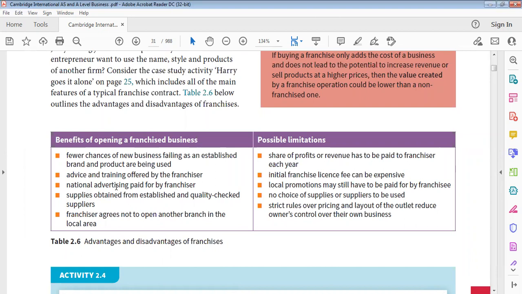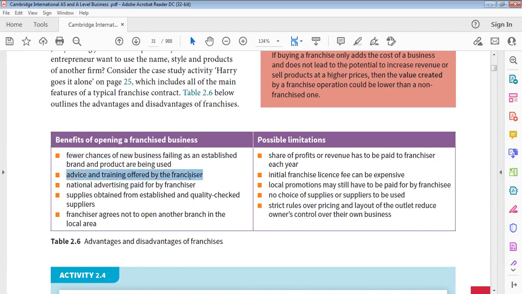Okay, let's look at some benefits. Let's say you want to open a McDonald's shop, and you want to take a franchise. What are the benefits that you'll be enjoying? Fewer chances of business failing, because McDonald's is always popular, right? Everyone knows about it. Their logo is popular, their name is popular, even their food is popular. Everyone likes hamburger. The recipe is also there, so you will have more chances of being successful.